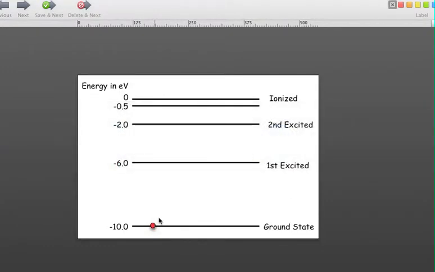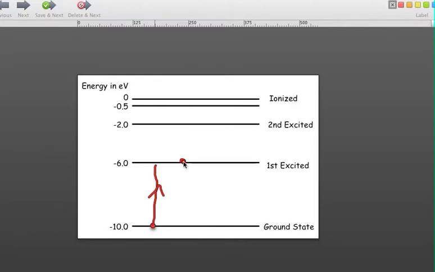The way this is going to work out is the electron starts in ground state, and if light of just the right energy hits the atom, in this case 4 electron volts, it will boost the electron up to a higher energy level. Since there is an energy level with a 4 electron volt gap, the electron will be boosted into the -6 electron volt energy level.